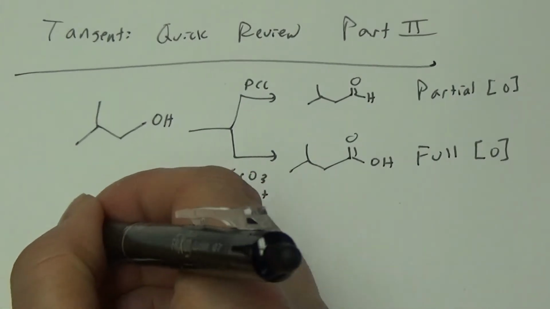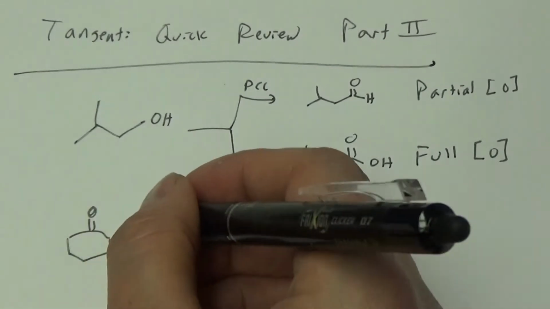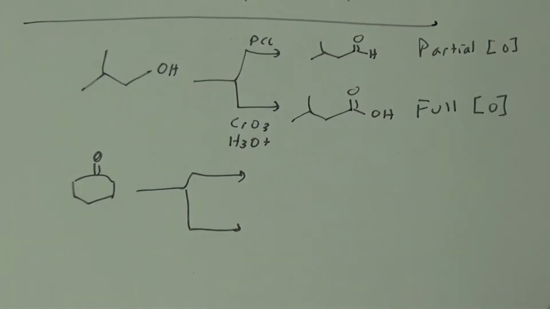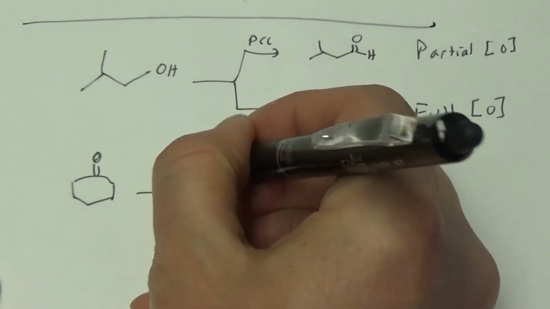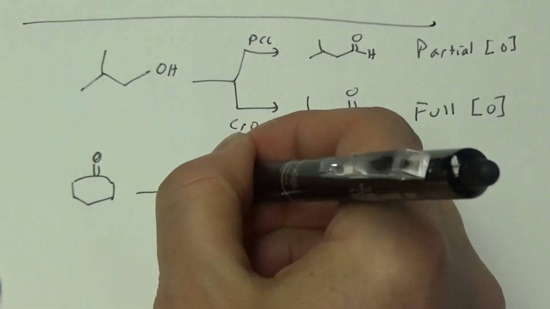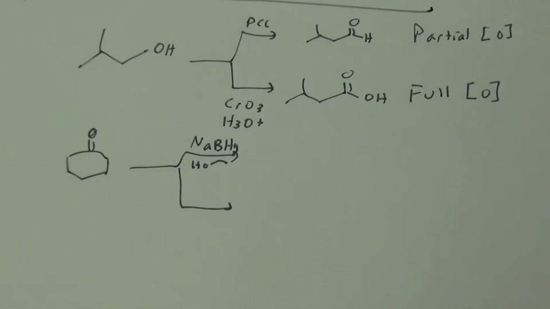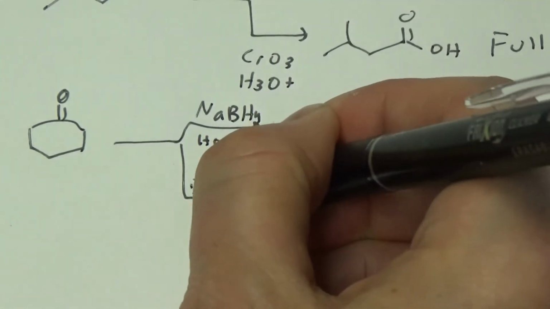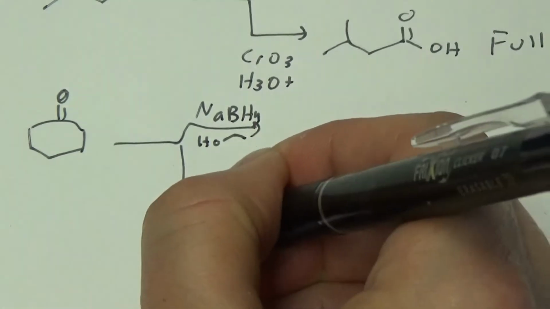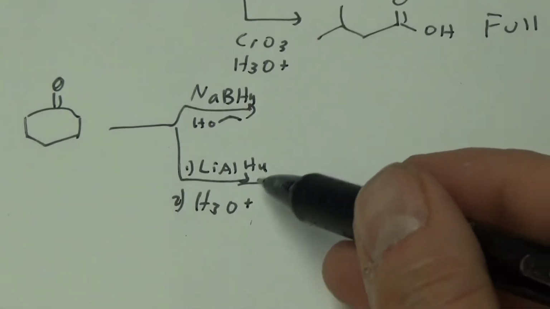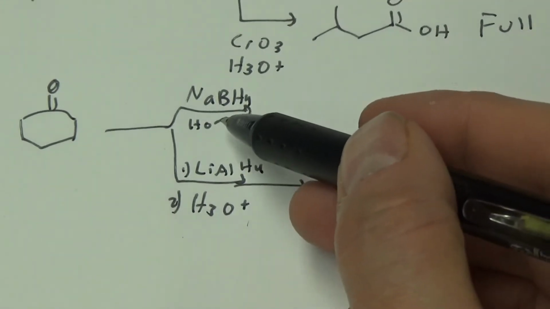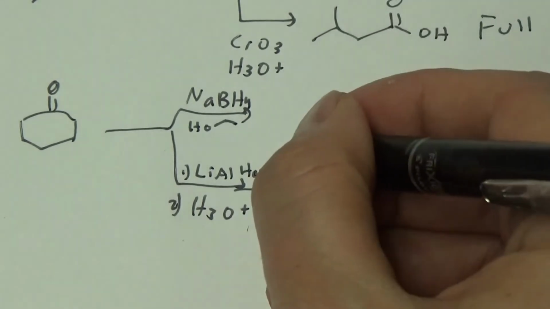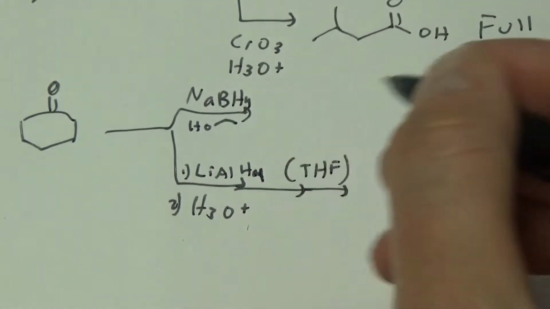And then we moved on to reduction. That was oxidation. For reduction, there's two ways you can reduce a ketone or aldehyde. You can either use NaBH4 in a solvent like ethanol, or you could do a two-step: lithium aluminum hydride and then acid water. You have to do the two-step to prevent the... You can't use ethanol, for example, with lithium aluminum hydride. What's the solvent we might use with lithium aluminum hydride? THF is our solvent. Okay.